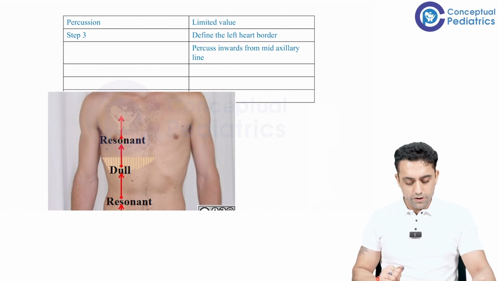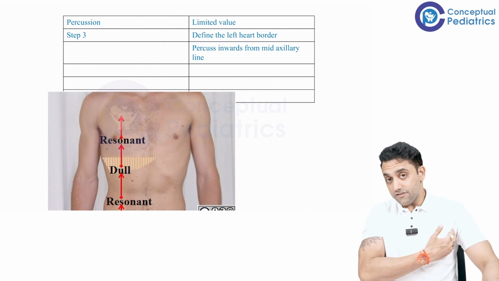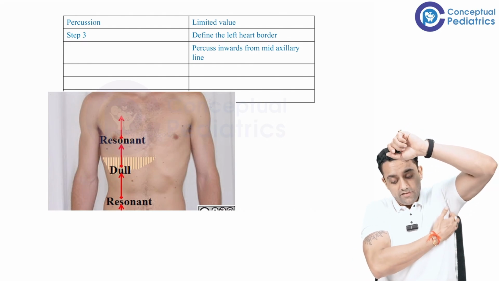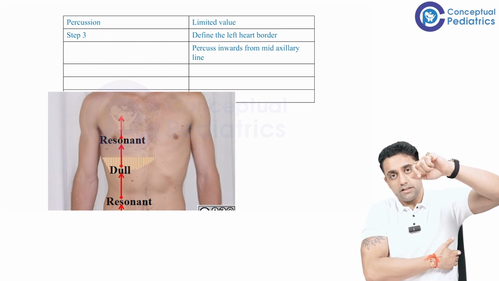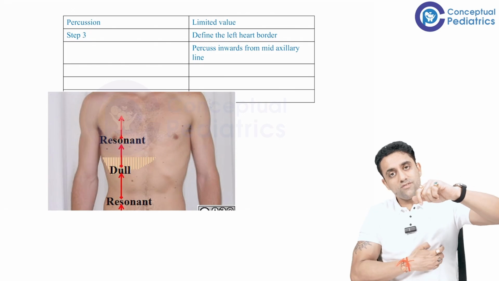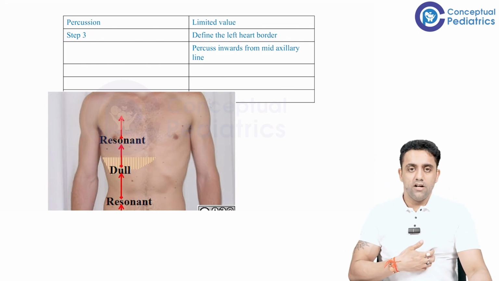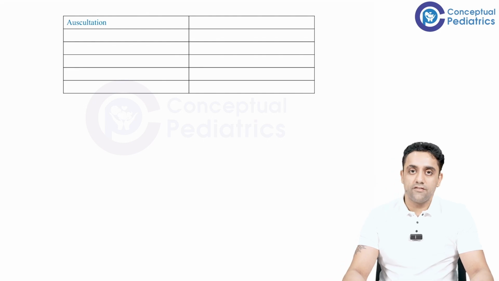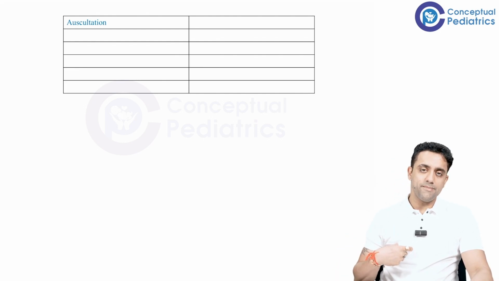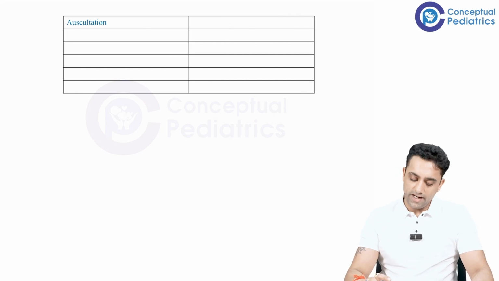Left heart border, how do you do it? Same way, you percuss inwards from the mid axillary line. Tuck, tuck, tuck, you come a little closer like that, and that is the left heart border. So in percussion, I can mention the upper border of the liver, and the right and left heart border.